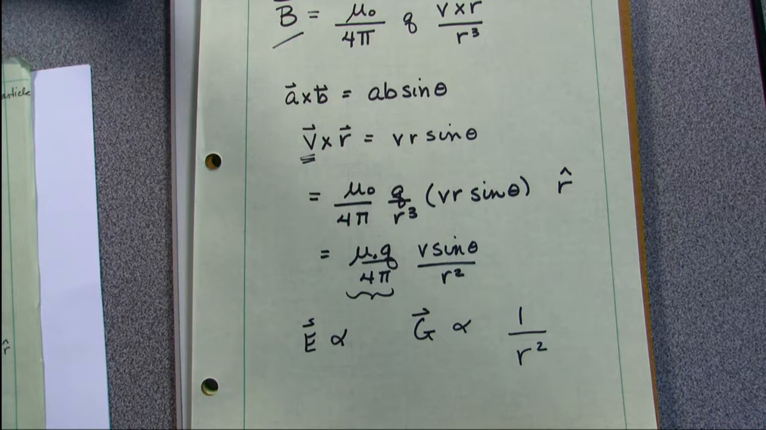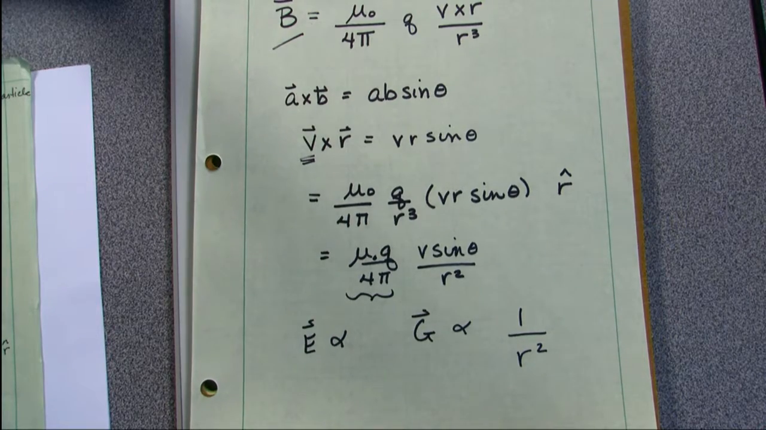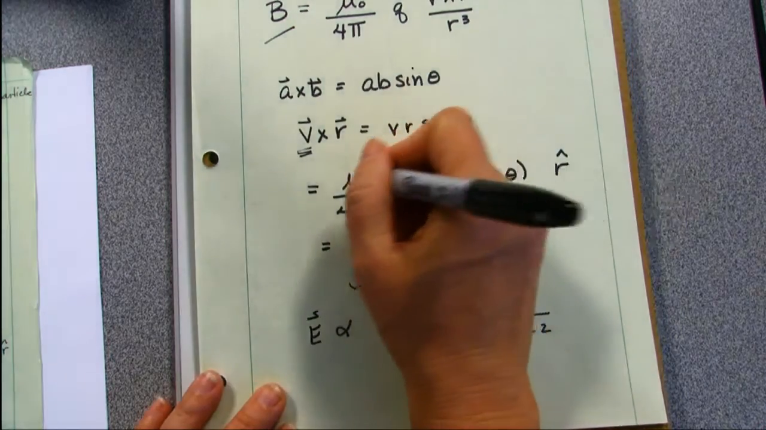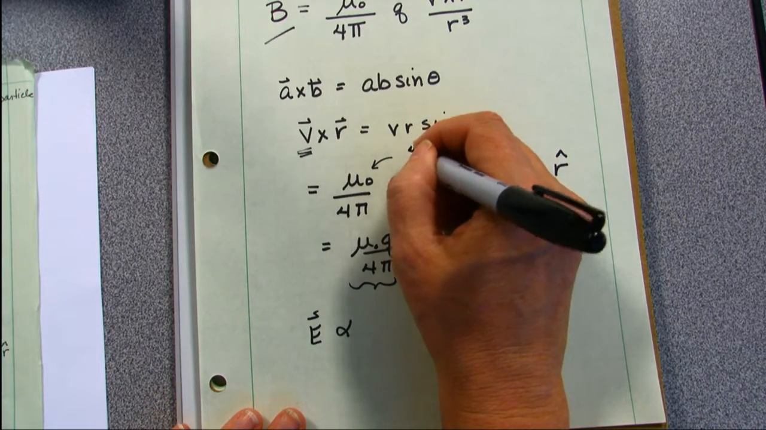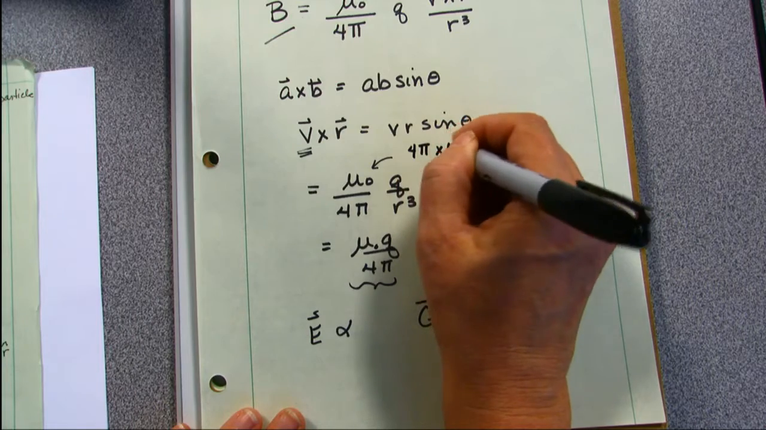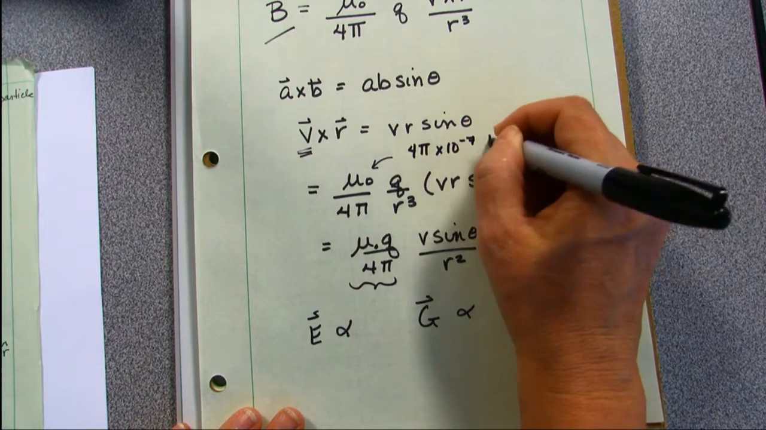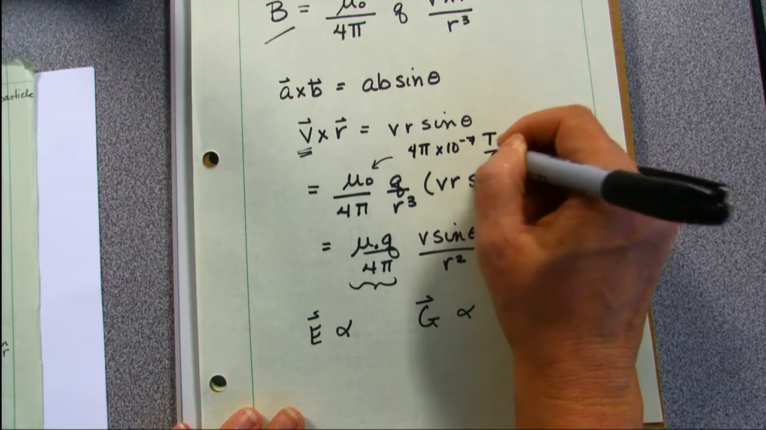If they're multiple choice, it goes off as 1 over r squared. Very, very helpful. Mu, this mu right here, is the permittivity of free space, and it happens to be 4 pi times 10 to the minus 7, and the units are Tesla, meter, per ampere.